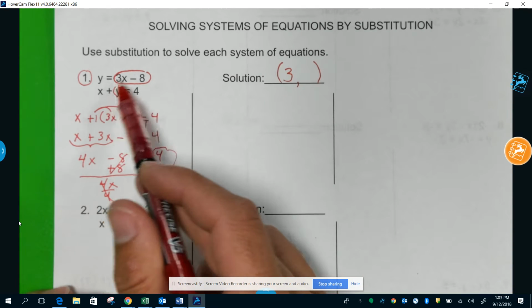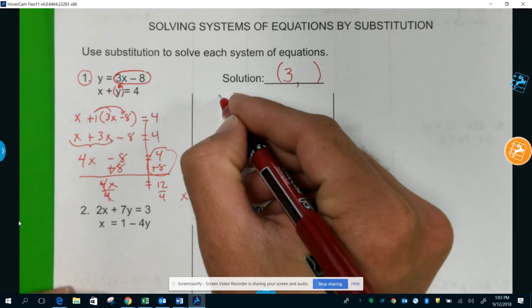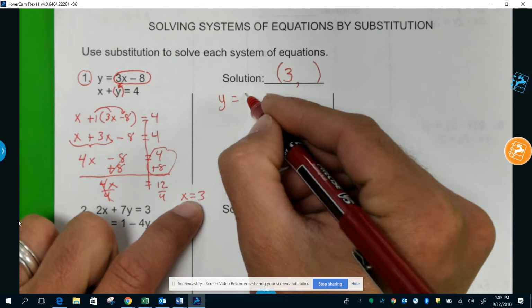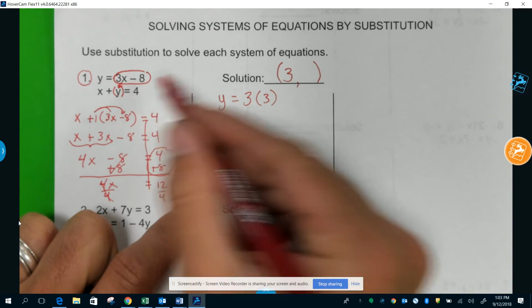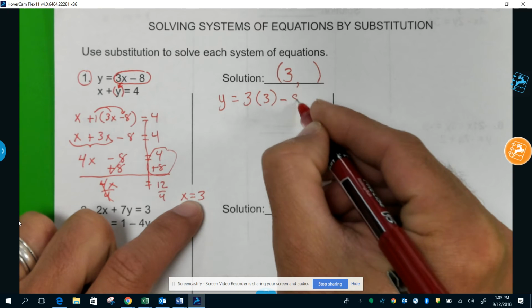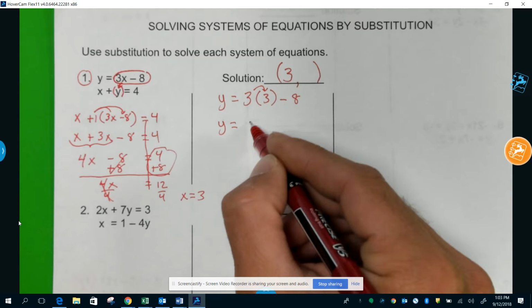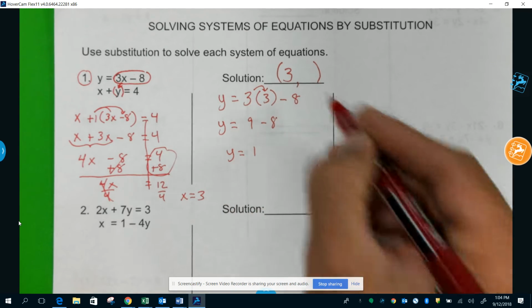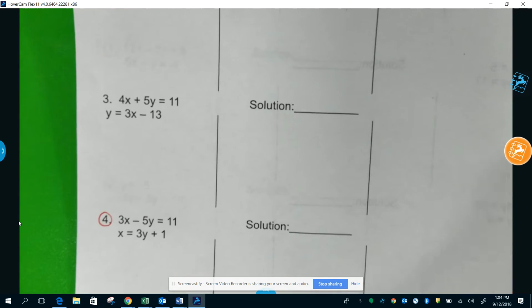You can use either original equation here. The easiest one to use is going to be the top equation because it's already set up as y equals. So if my x is 3, I'm going to plug that in for my x, again using parentheses. Instead of 3 times x minus 8, it's actually 3 times 3 minus 8. So y equals 9 minus 8, which gives us 1. So my y value is 1, and there's my solution, 3, 1. It's an ordered pair.